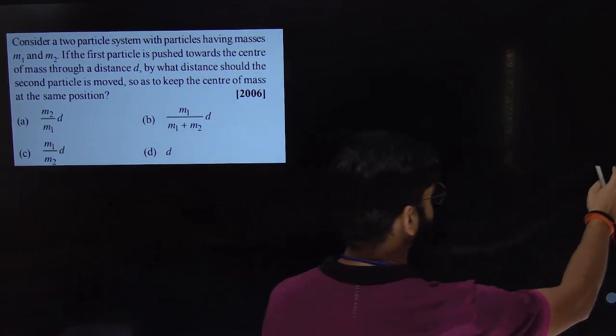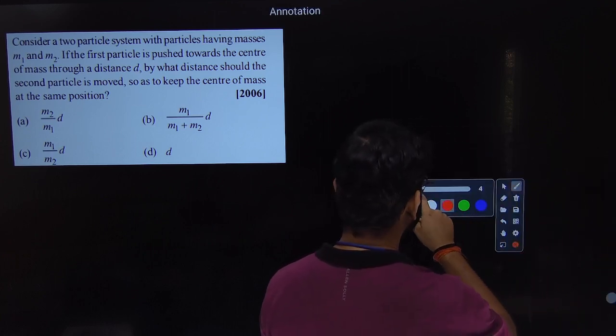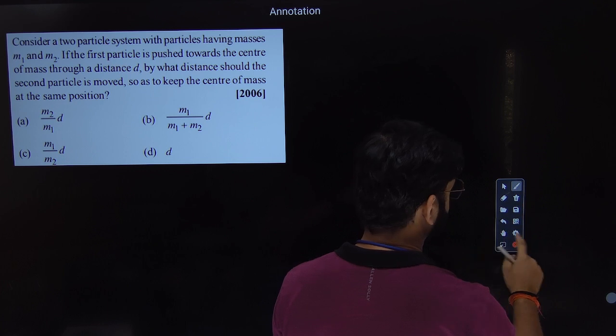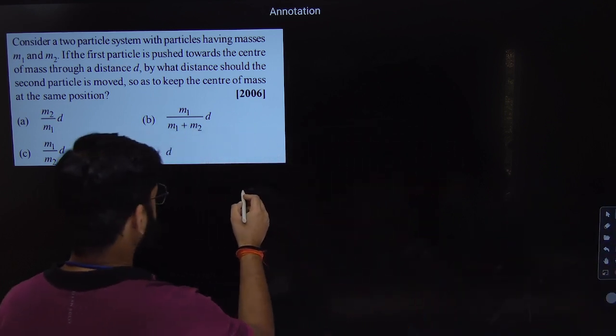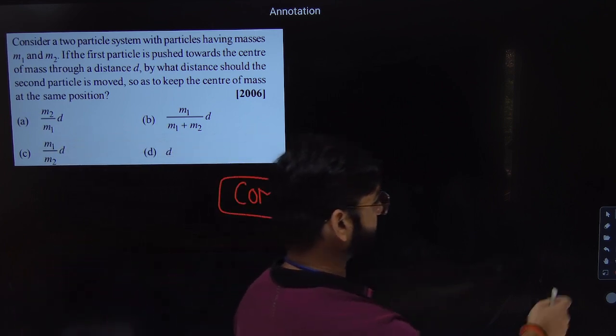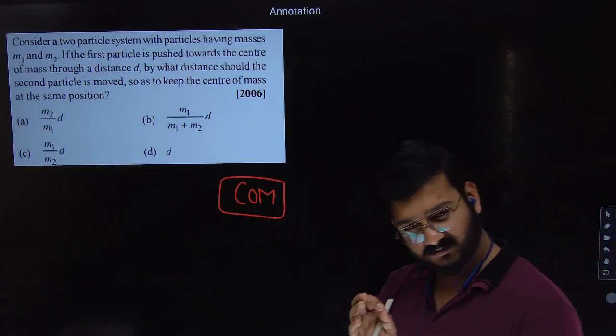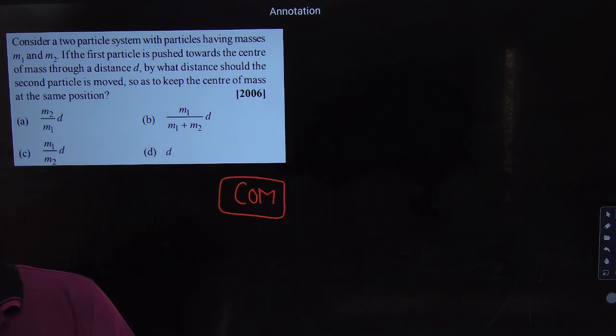So let's start the class. Let's start the topic center of mass. Simple topic, nothing difficult in center of mass. So COM. What is the center of mass of a particular system or object? Don't tell me any bookish definition. What is the simple meaning of center of mass?